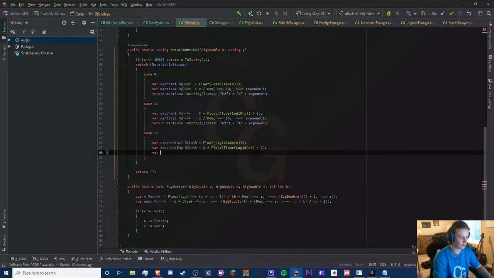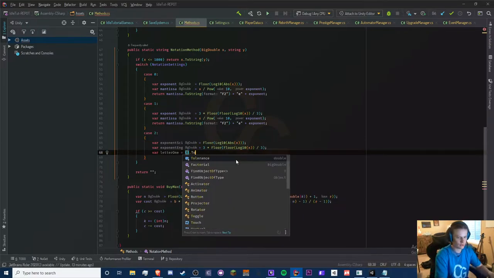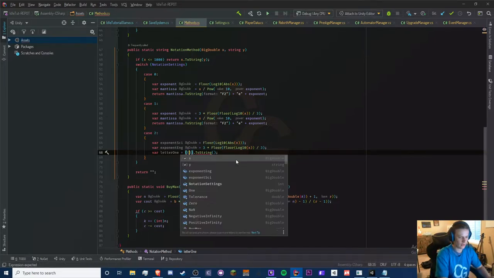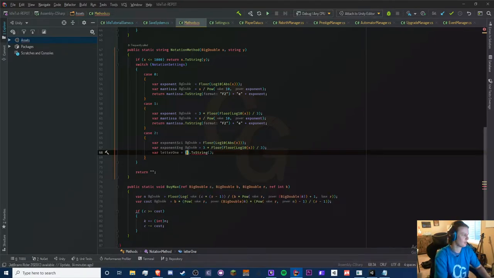Okay, so now we need to calculate our first letter. So we're going to call this var letter1. Okay, and we're going to set this equal to, and we're going to ToString this at the end. Okay, so now we're going to cast this as a char. Actually, I'll do that at the end. I want to kind of explain through this. So it's just all written out here. I'm like, how am I to remember this?